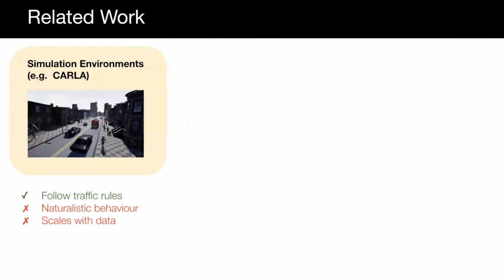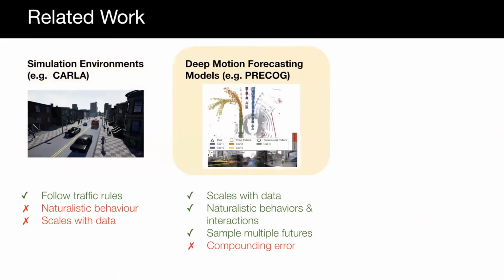Existing simulation environments rely on manual scripting or heuristic models that directly encode traffic rules, and thus cannot capture the full range of naturalistic driving behaviors seen in the real world, such as U-turns and merges. On the other hand, deep motion forecasting models learn naturalistic behaviors from human demonstrations, but suffer from compounding error when on road in closed loop for simulation.